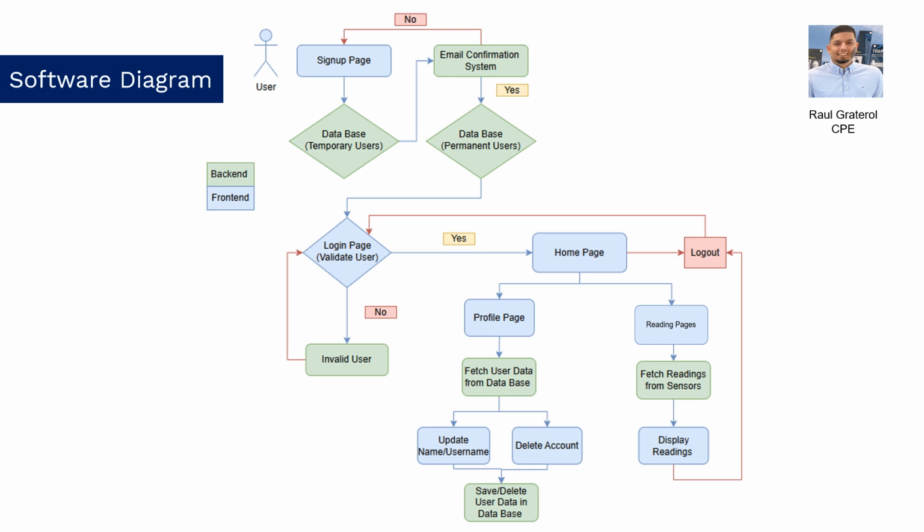If the user is valid, meaning that you use the correct username and password, then you will go to the home page. If not, it will be an invalid user and you will have to try again. In the home page, you have two options. The first option is to go to the profile page. In the profile page, we fetch the user data from the database and then we either delete or update your name or username. Once one of those two happens, the server will either delete or save your data in the database.